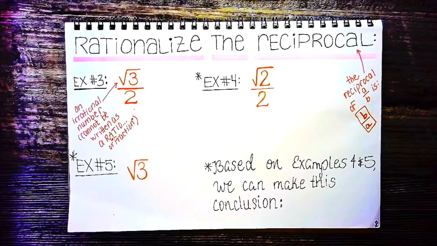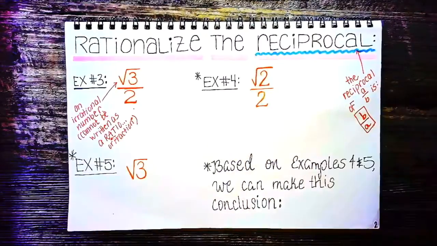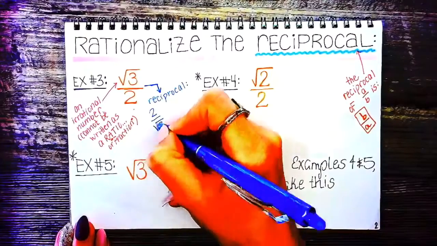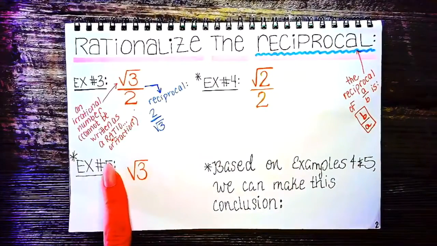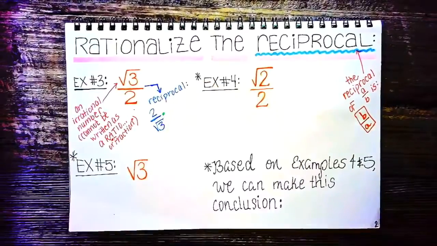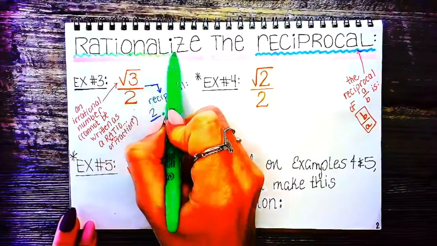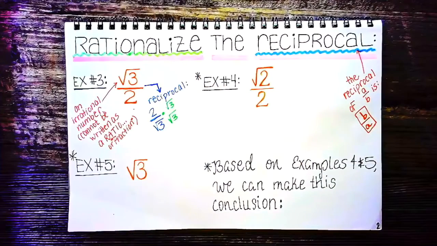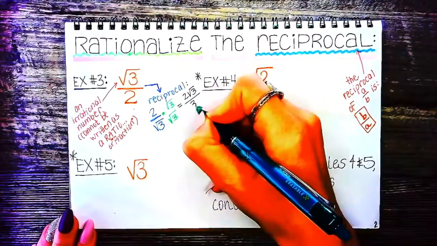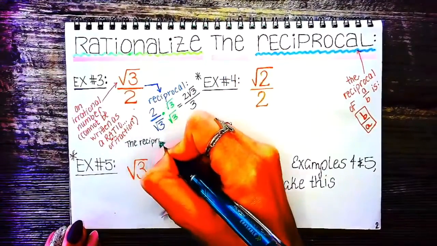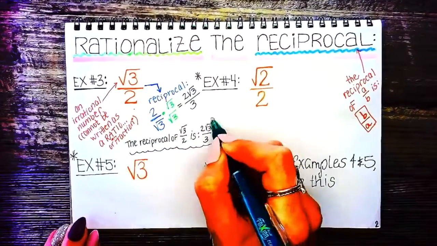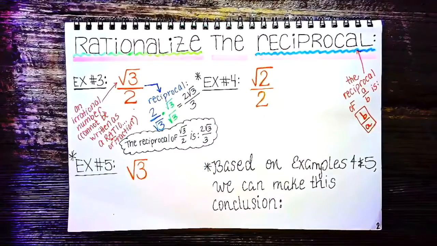Now it's time to rationalize the reciprocal for example 3. The reciprocal of radical 3 over 2 is 2 over radical 3. In order to rationalize this denominator, we're going to multiply the numerator and denominator by radical 3. That is not to be confused with multiplying by radical 3. Multiplying a numerator and denominator by radical 3 is multiplying by radical 3 over radical 3, which is 1, and that's very different. Radical 3 times radical 3 is 3. That gives us a final answer of 2 radical 3 over 3.